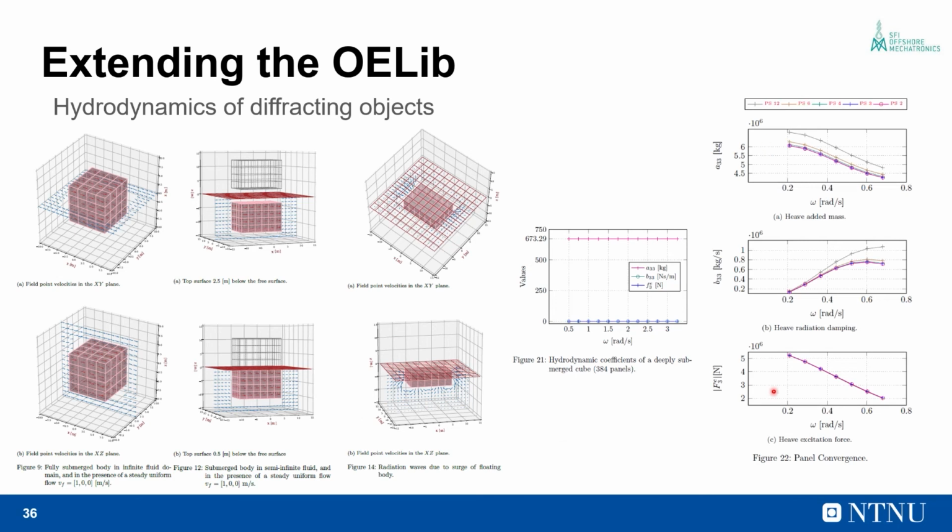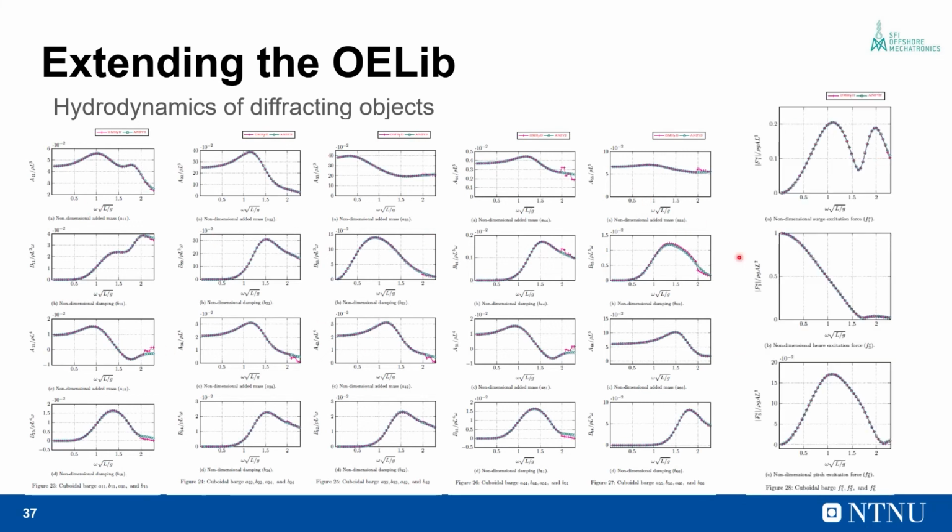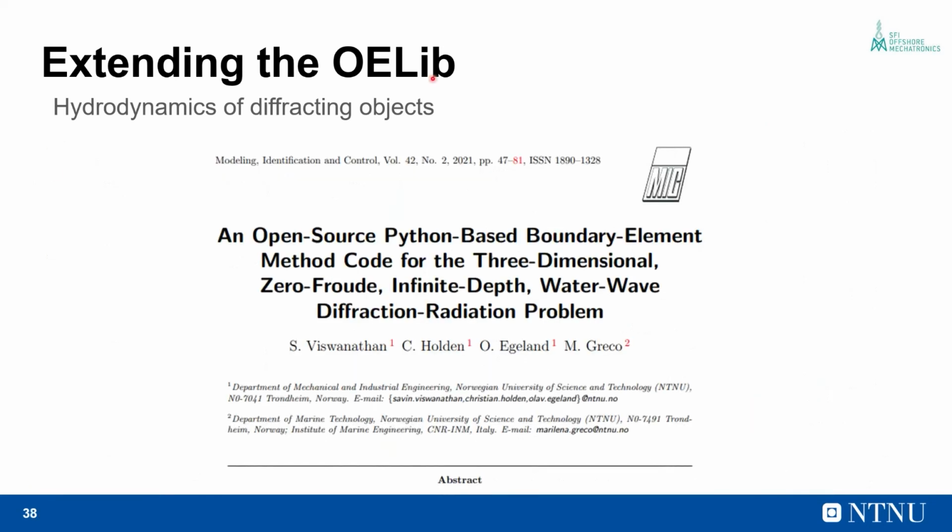You can also do panel convergence studies and other stuff. But the main point is that you can calculate the added mass and the damping as well as the excitation loads. And these are basically the frequency dependent parameters that you need in order to carry out a time domain simulation of larger diffracting objects. The entire code is open source, and the working of the code is described in a paper which has been published in the MIC journal.